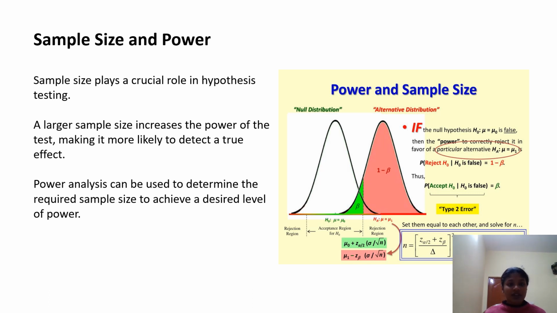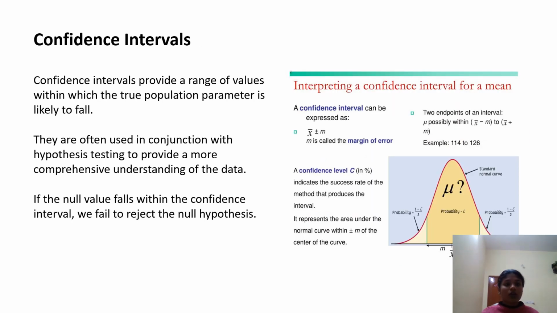Sample size and power. Sample size plays a crucial role in hypothesis testing. A large sample size increases the power of the test, making it more likely to detect a true effect. The power of the study increases with the increase in sample size. The minimum power of the study required is 80%. Power analysis can be used to determine the required sample size to achieve the desired level of power.